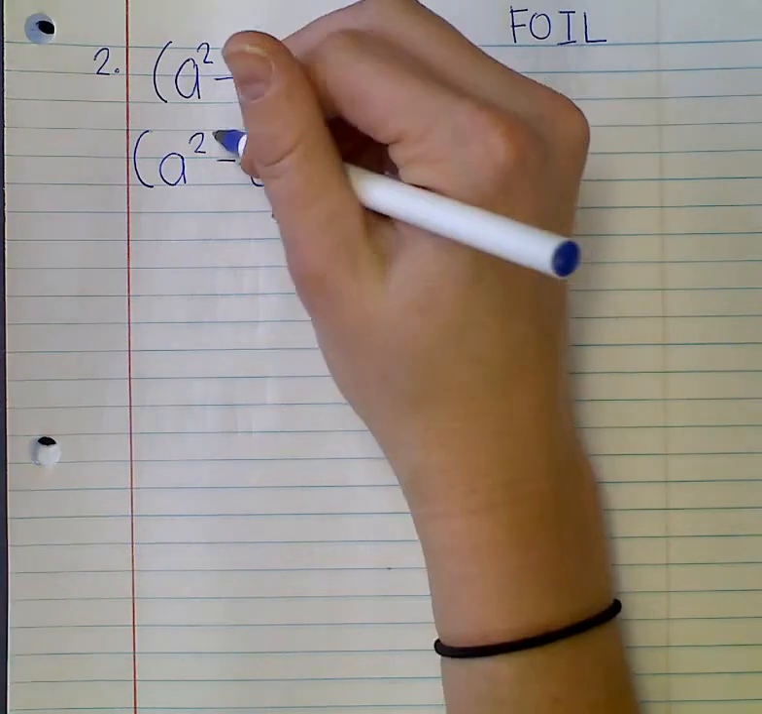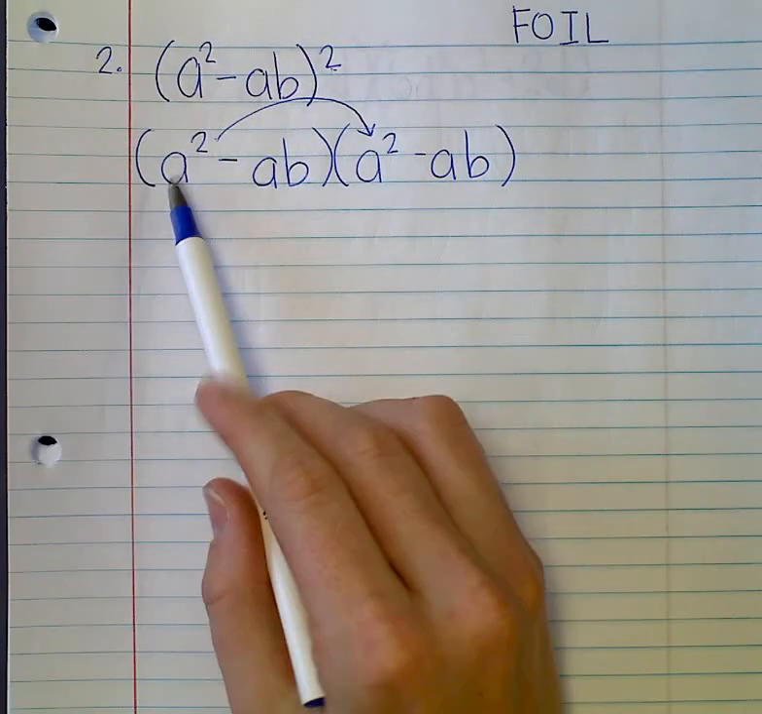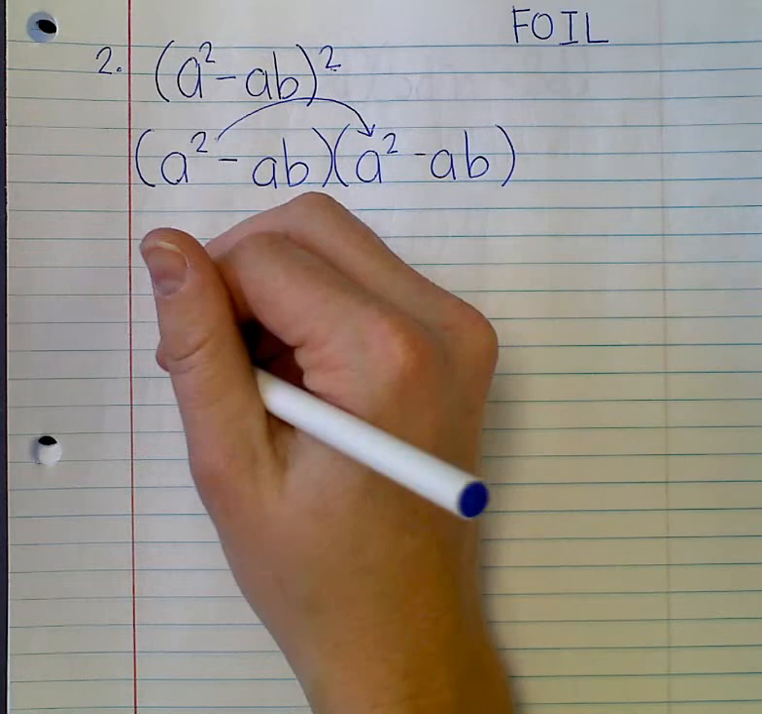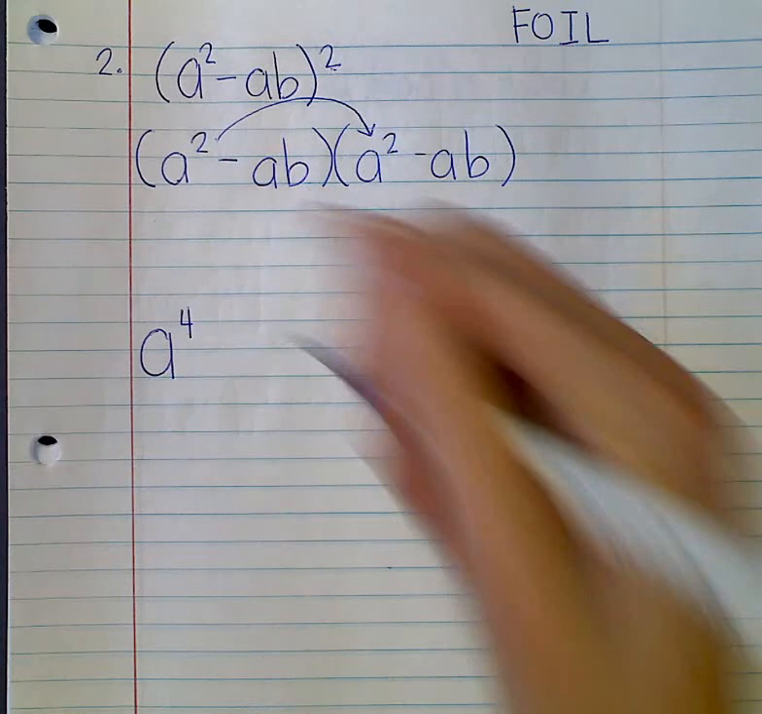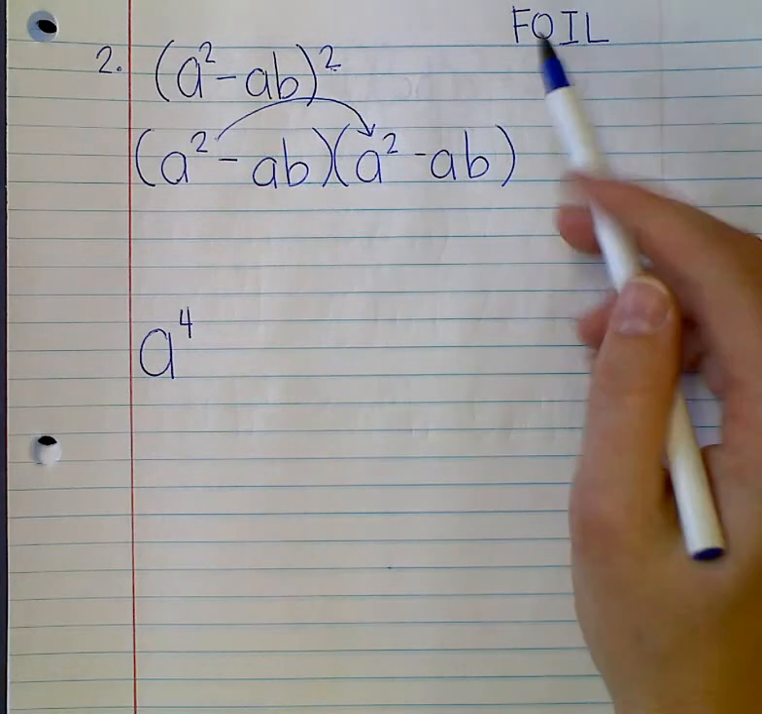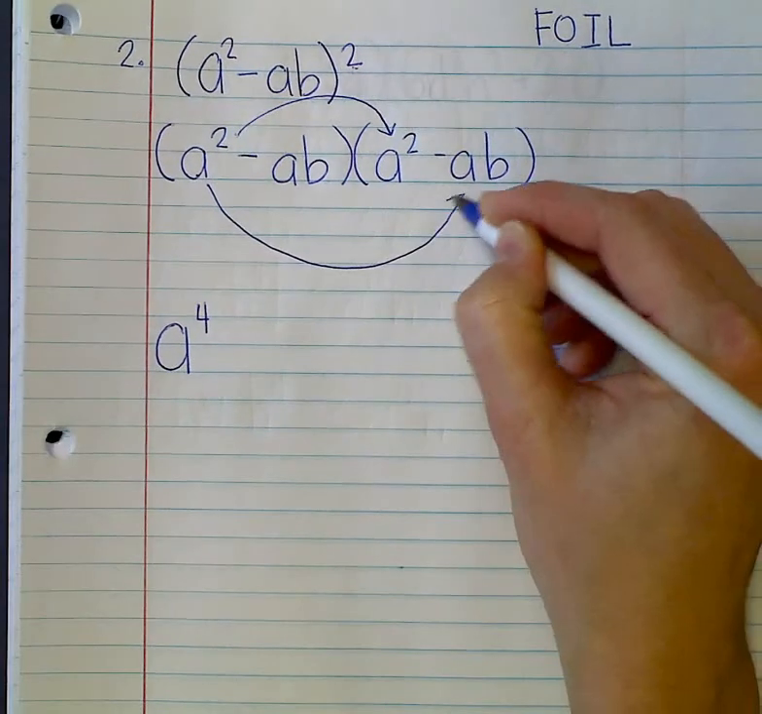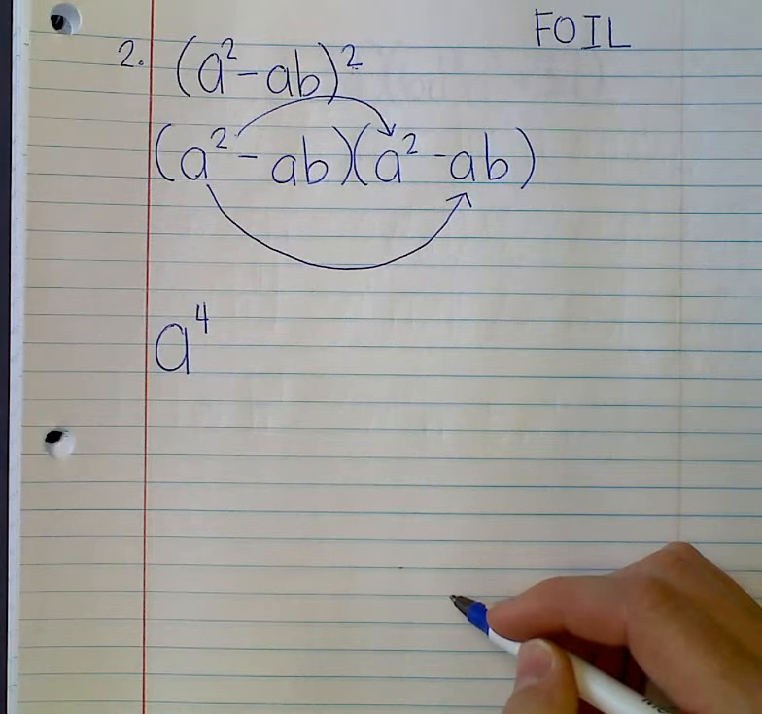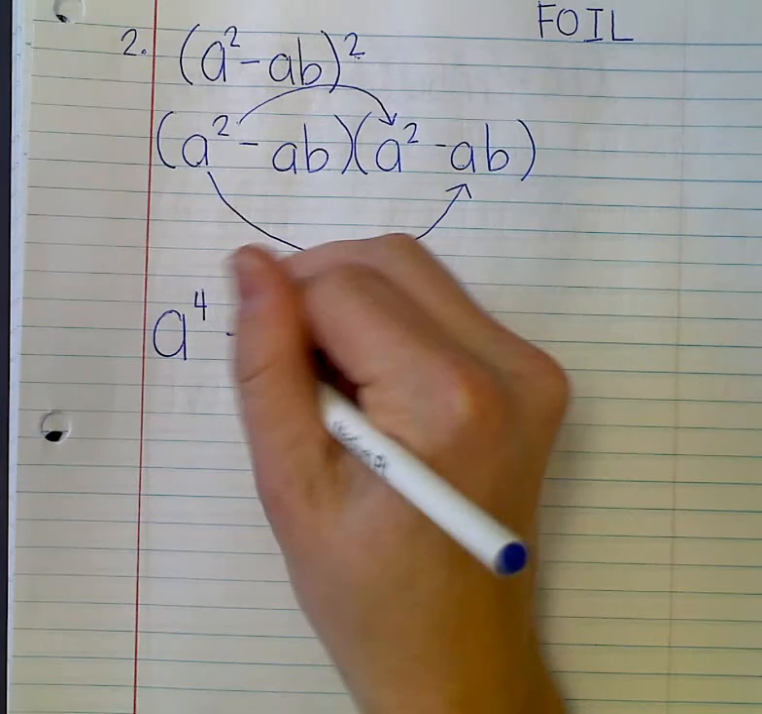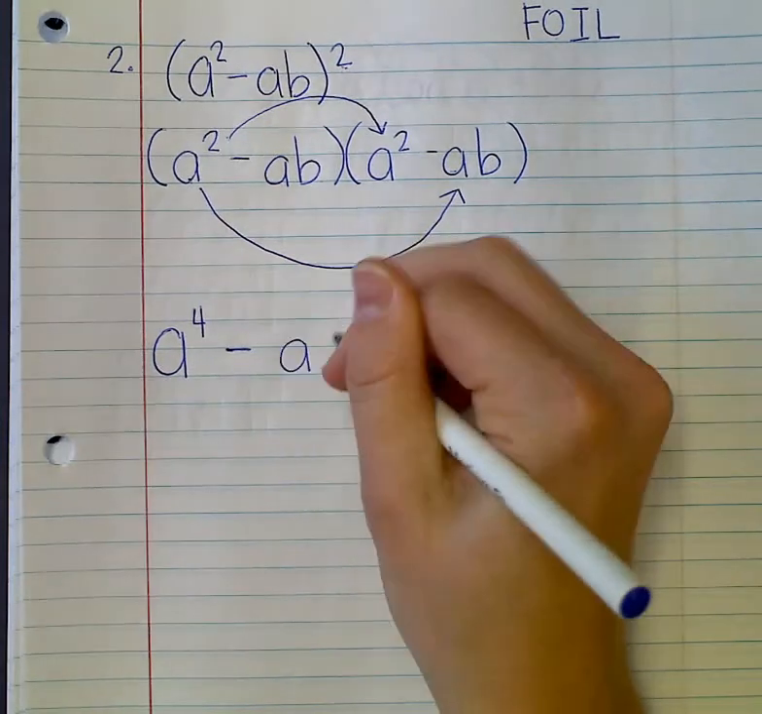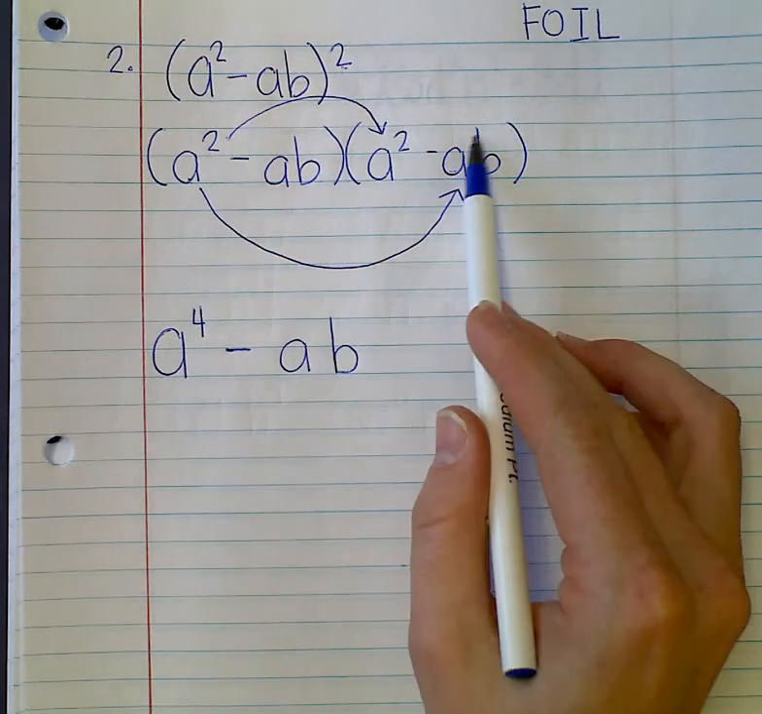A squared times a squared. I have like bases, so I keep the base and I add the exponents. 2 plus 2, which is 4. O. O stands for outer. A squared times negative ab. I know that a positive times a negative is a negative. I have like bases, so I keep the like bases and I add the exponents. 2 plus an understood 1 is 3.